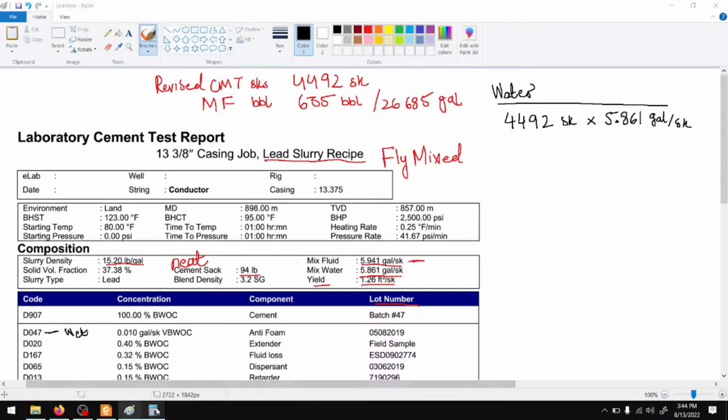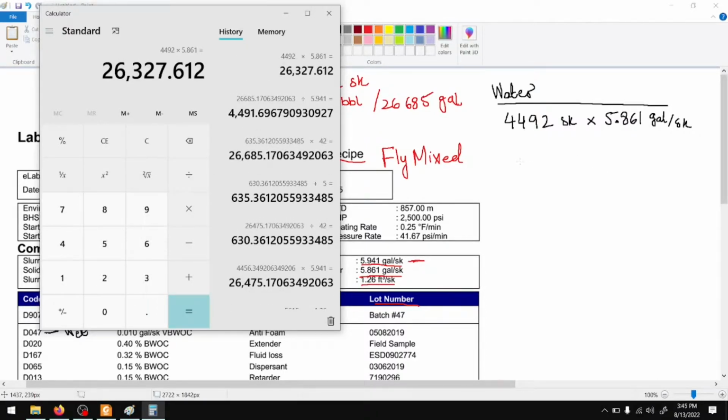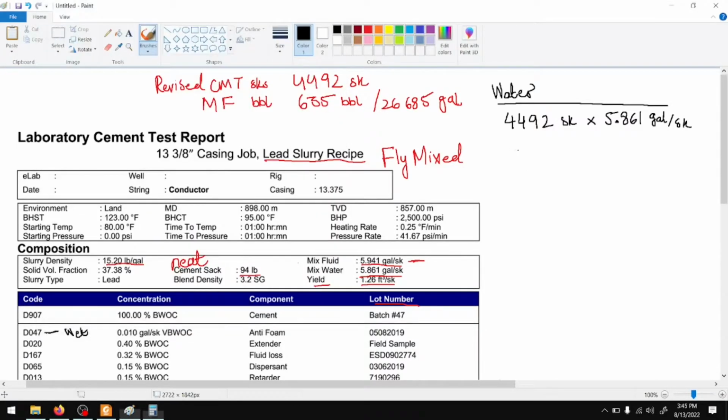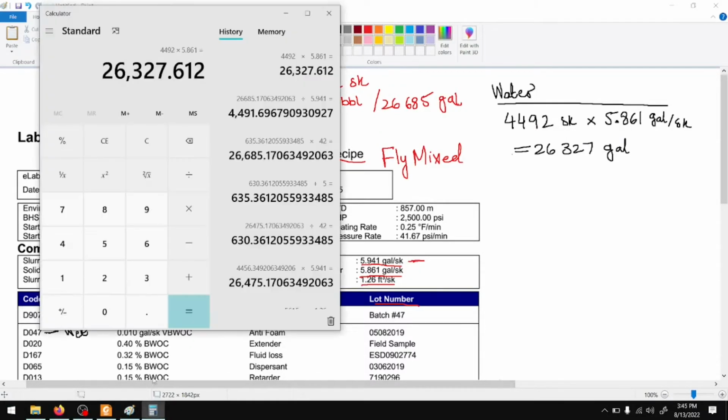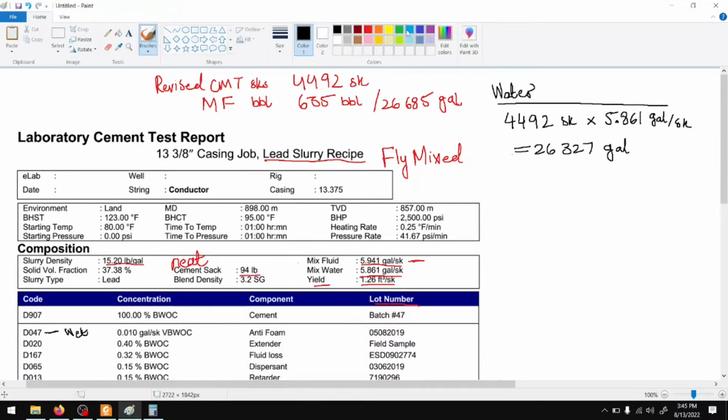So let's actually calculate the water requirement. 4492 multiplied by 5.861 gives you 26327 gallons, or if we divide it by 42, you're going to get 627 barrels of water. So this is our water requirement.